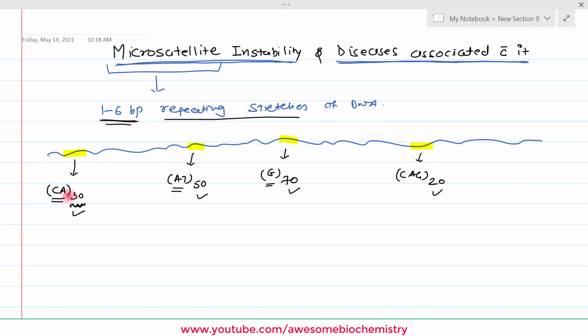Now this repetition is in a tandem arrangement. It is tandemly repeated. What does it mean? It means this is one unit, and immediately after there is a second unit, a third unit, a fourth unit. So here it is 30 times: back to back, 30 CA dinucleotides are seen. So 1 to 6 base pair tandemly repeating stretches of DNA are known as microsatellites.